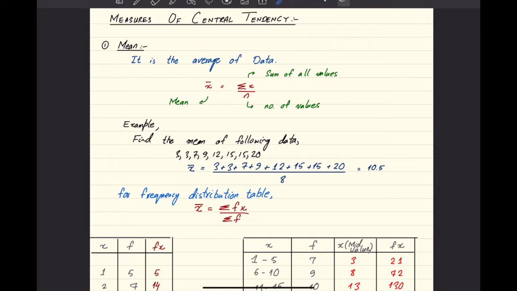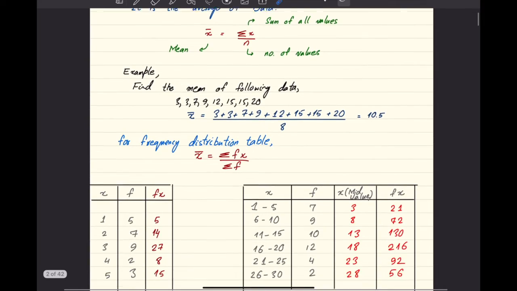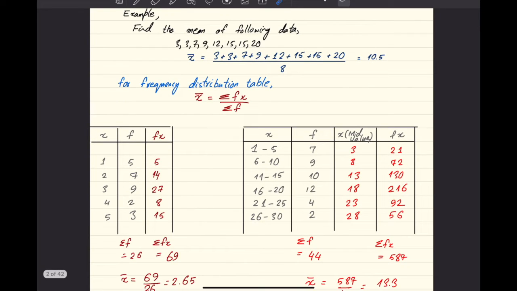For instance, if I have data like 3, 3, 7, 9 and so on, and I wanted to find out their mean value, I am going to add all of these values in the numerator and count how many values there are, and divide by that, and that way I would be able to calculate the mean value. In case of frequency distribution tables, you have data and you have their corresponding frequencies.